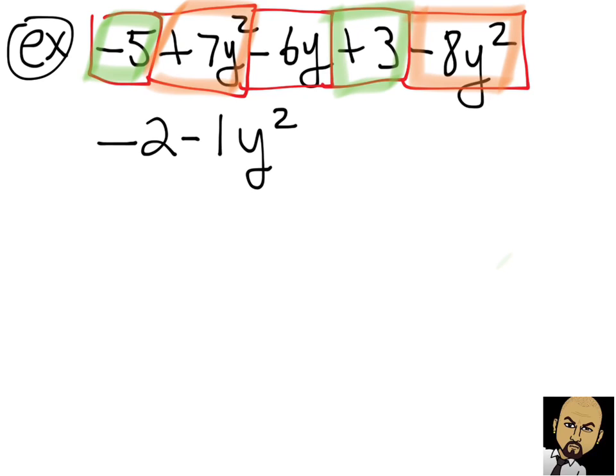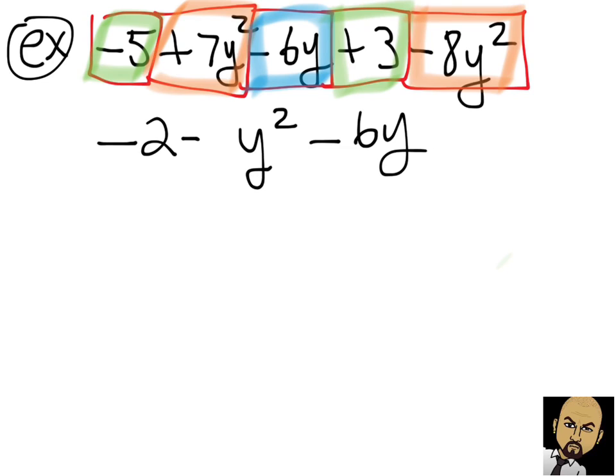But we know we don't put the 1, right? Because when the coefficient is 1 or -1, we do not write it down. So we end up with -y squared. And then we have this 6y, -6y, I should say. And are there any other y's there? No. And so what happens if you don't have any other to combine? What you do is you just bring it down. So we got -2 minus y squared minus 6y.